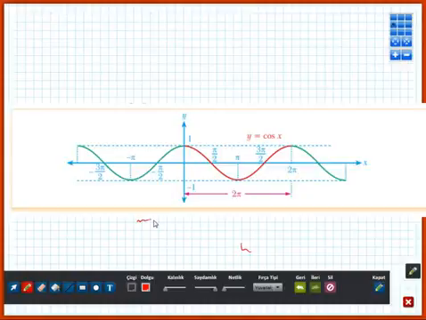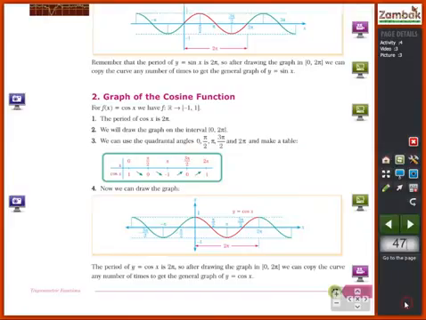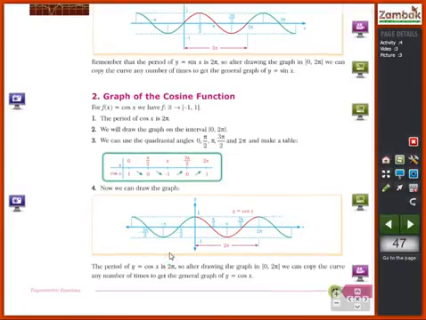Okay, I think it's understandable. Yeah, it's easy. Now that's all. The next topic will be the graph of tangent and cotangent function.